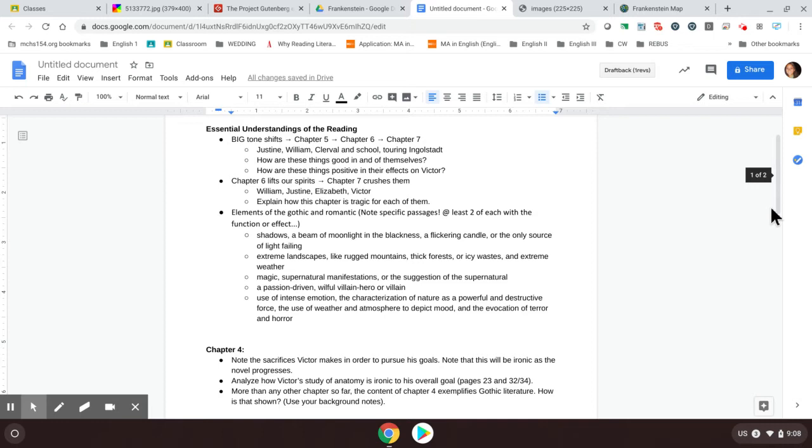They spend a lot of time together walking out in nature. They talk about the change of the seasons. And overall, we can see that Victor's health starts to improve.